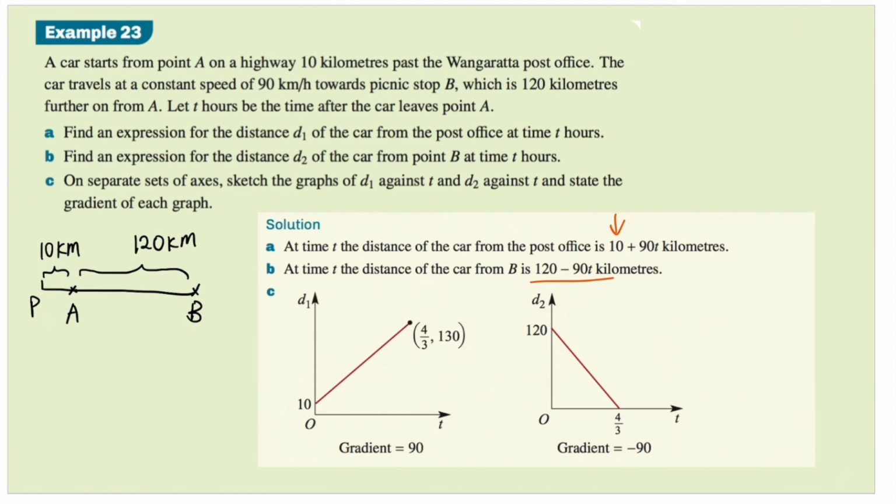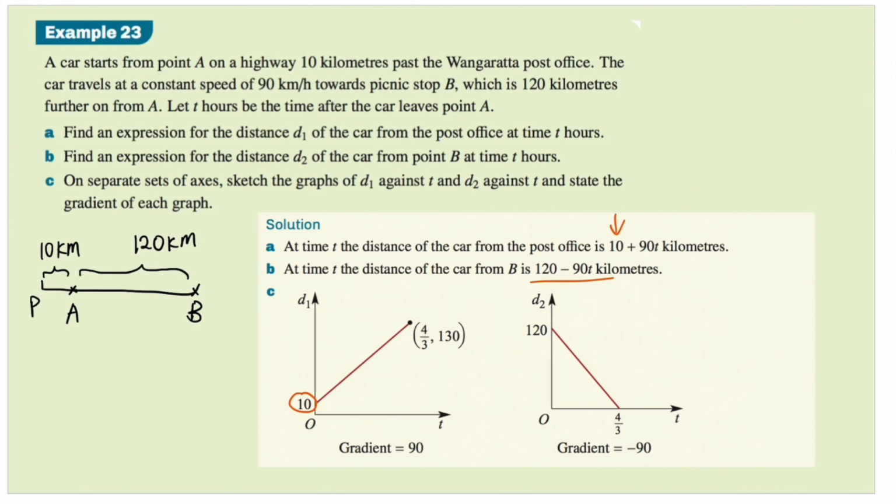So d1 has a positive gradient, and the starting point is (0, 10). This makes sense because we start at 10 kilometers from the post office. When t is equal to 0, the car is just starting its journey. It's already 10 kilometers past the post office, so this explains our starting point.